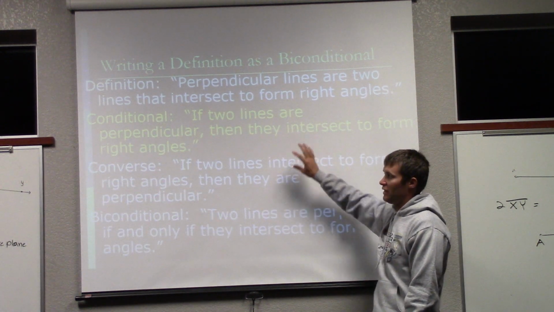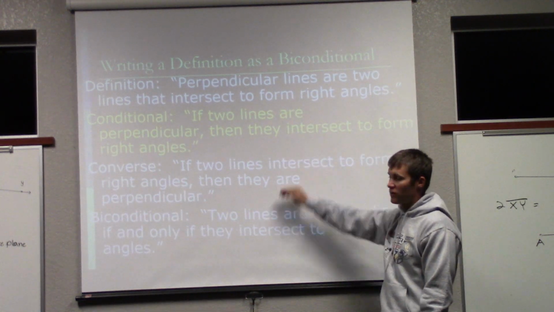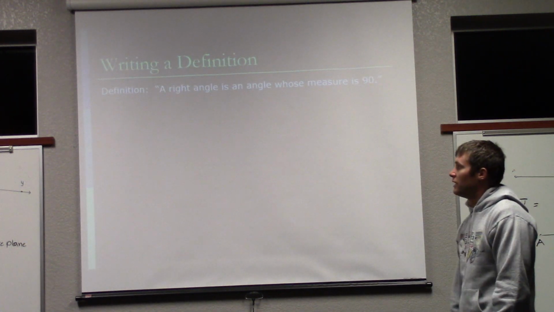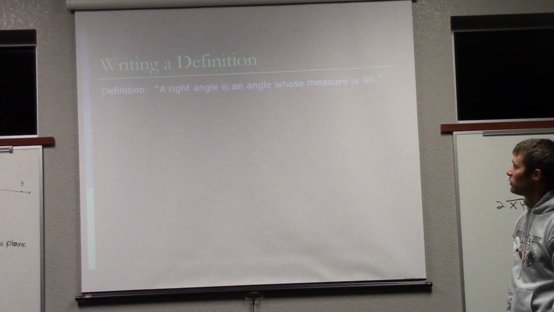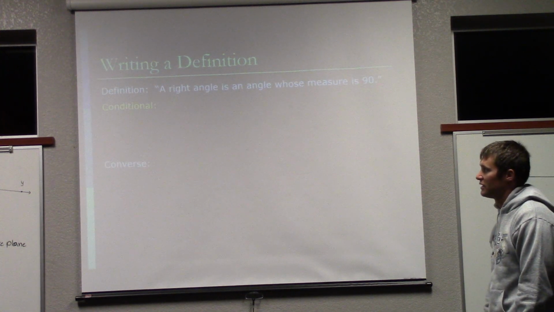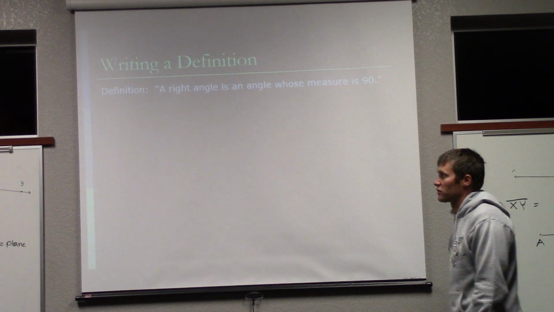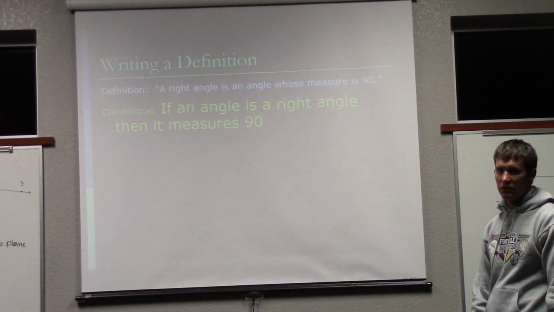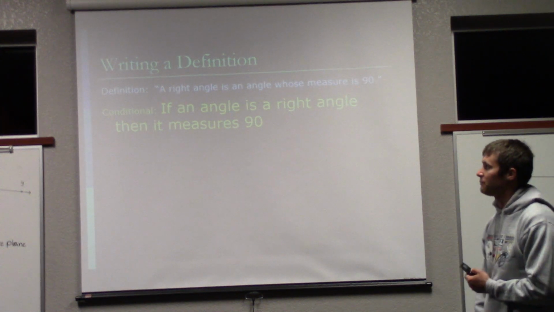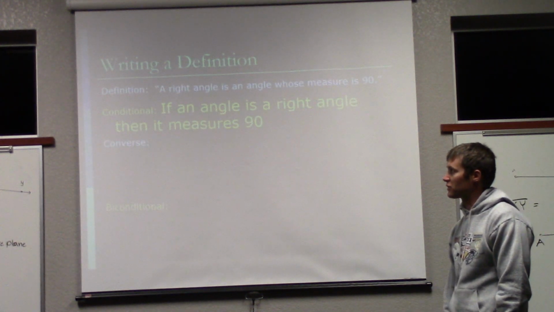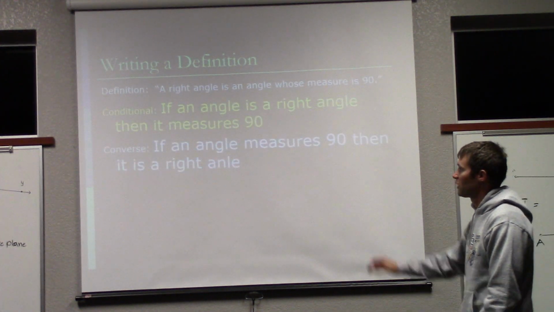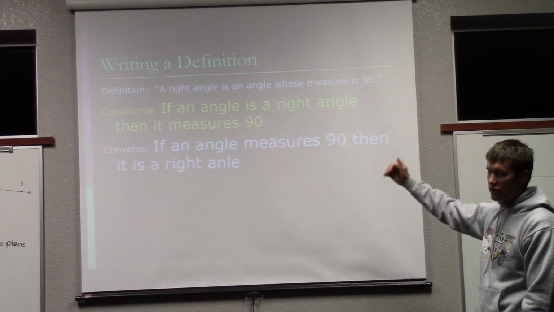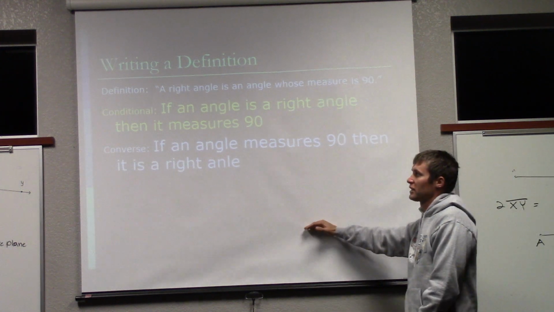So we're always checking. If one of these were false, whether it's the conditional or the converse, then we'd say it's not a good definition. Definition: a right angle is an angle whose measure is 90 degrees. So again, condition, converse, and then our biconditional. We'll start off with a conditional. If an angle is a right angle, then its measure is 90 degrees. Converse: if an angle measures 90 degrees, then it is a right angle. True, true. So now we can write it as a biconditional.